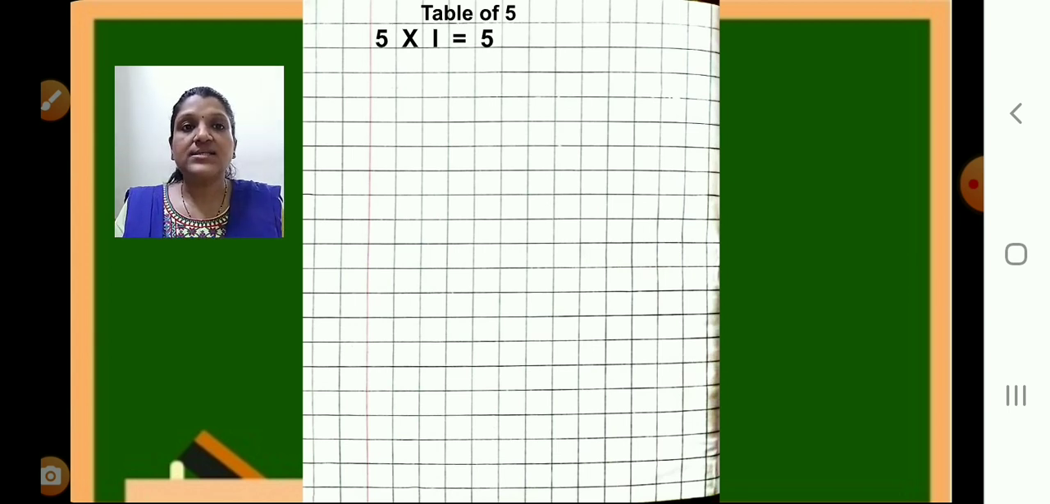Now next line, after the margin, write 5. Next box, put a cross, that is multiplication sign. Next box, write 1. Next box, write equals to, and the next box, the answer is 5. Here, we call it as 5 ones are 5.